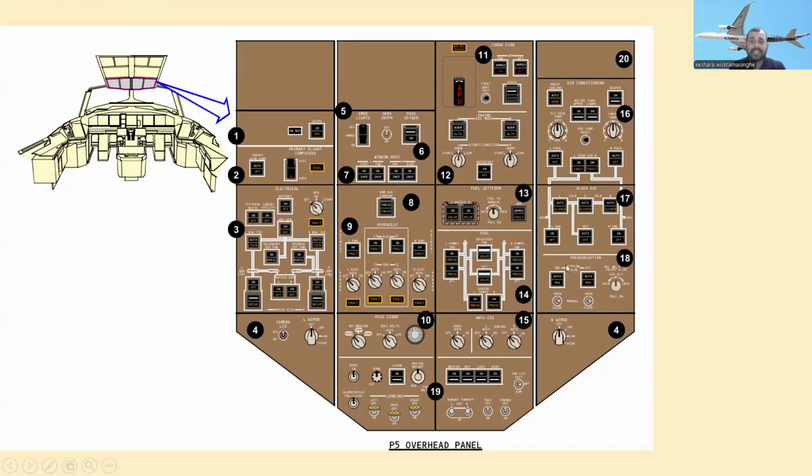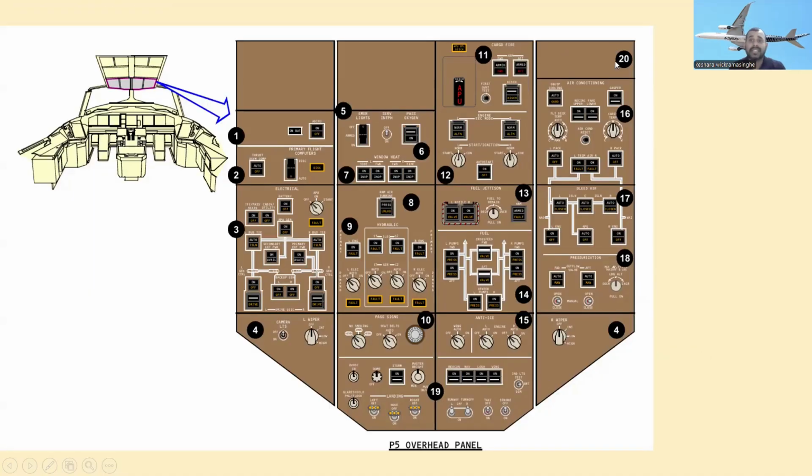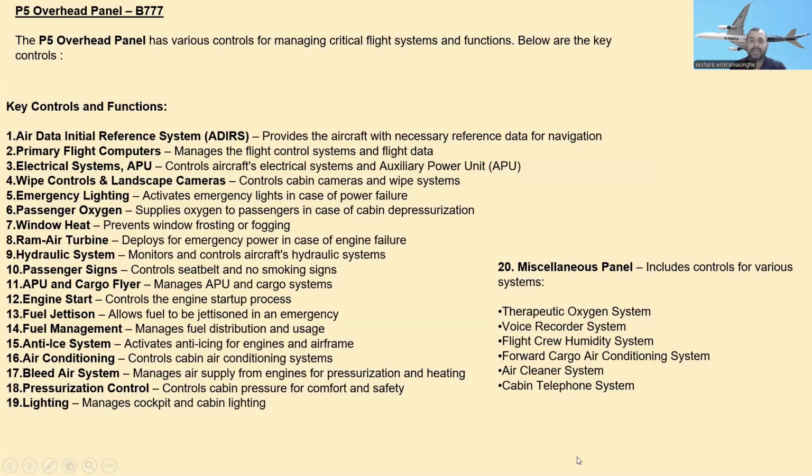Number 19, lighting. It manages cockpit and cabin lighting. And number 20, miscellaneous panel. This one includes controls for various systems like the therapeutic oxygen system, voice recorder system, flight crew humidity system, forward cargo air conditioning system, air cleaner systems, and cabin telephone system.